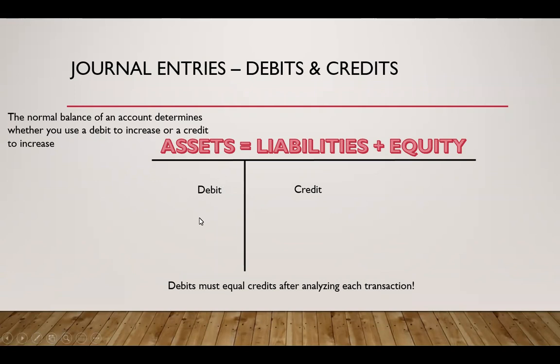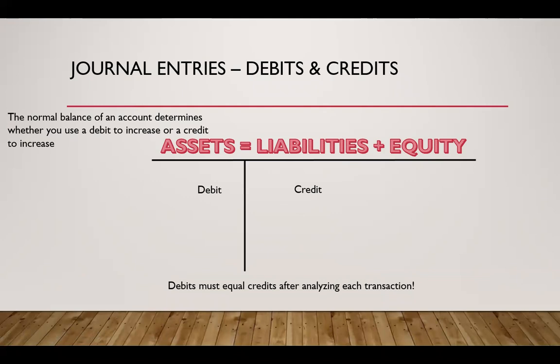Notice what happens. Everything that falls on the left side of the T account has what's known as a normal debit balance. Or in other words, all assets will use a debit to increase that item and a credit to decrease that item. All liabilities and equity, if you're looking at the accounting equation, fall on the right side of the accounting equation or the right side of the T account, and these items will have a normal credit balance. After analyzing each transaction, debits must equal credits. The same way, assets have to equal liabilities plus equity after analyzing each transaction.